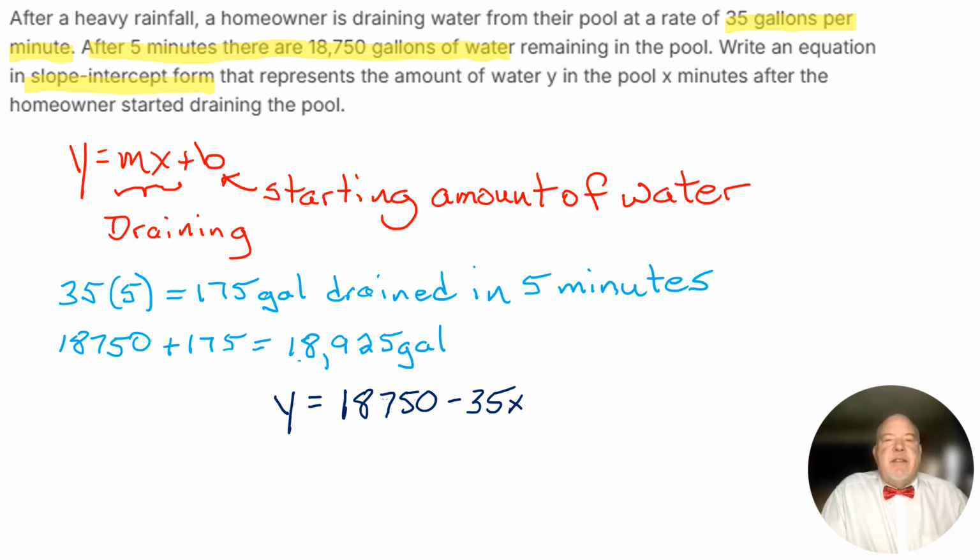Now this isn't in slope-intercept form. Slope-intercept form has the x first. So I'm just going to move these around. I'm going to take this and put it in front of the 18,925. And so my final answer is going to be y equals, and that minus sign comes with the 35x, so that's negative 35x, plus 18,925.